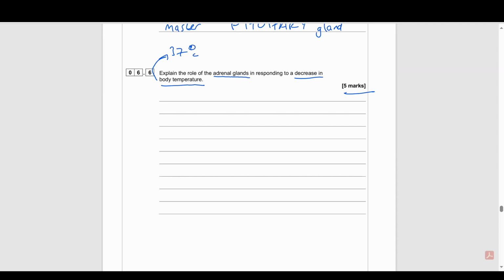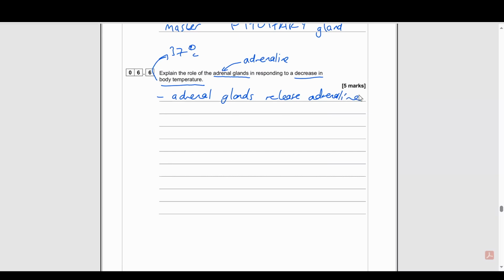Now, role of adrenal glands, which we can state straight away, it's in the name of the gland, adrenaline. So now what does adrenaline do? Many people associate adrenaline with a fight or flight response, and that's great, but we need to explain what's going on, so we need some detail here. So the release of adrenaline will actually cause an increase in the heart rate.